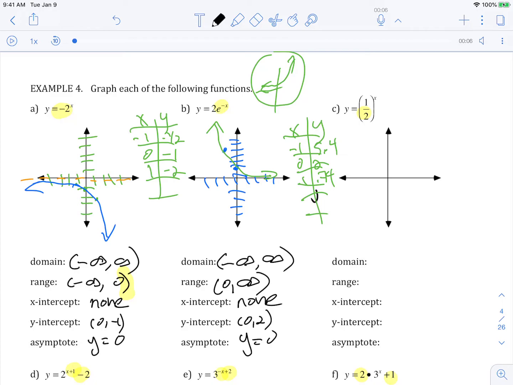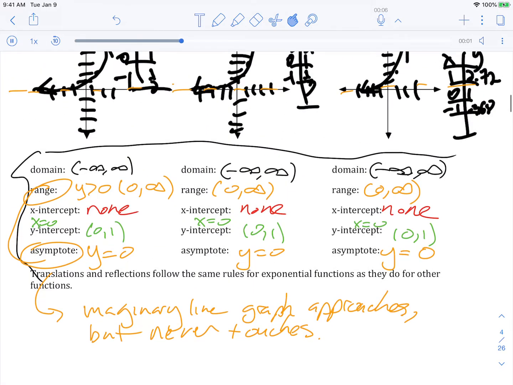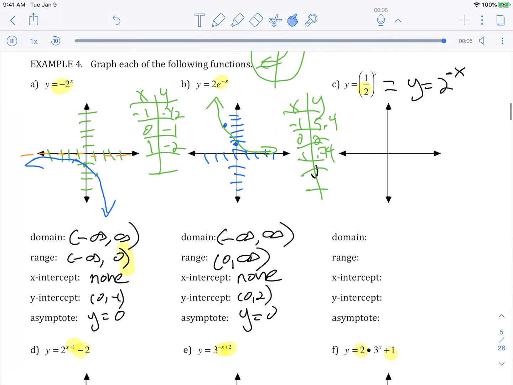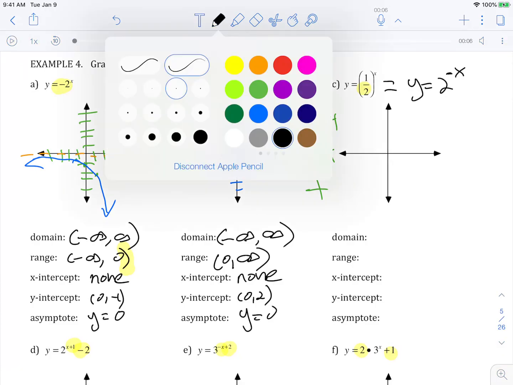And then last one for these kind of problems, this, if you want to think about it, is actually the same as saying y equals 2 to the negative x. So you can look at this as a reflection over the y-axis as well. In fact, it's just the opposite of this over here. So this one is going to look similar to the one on top, except reflected over the y-axis.